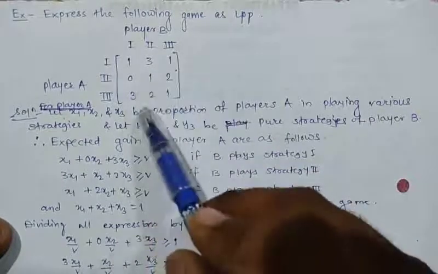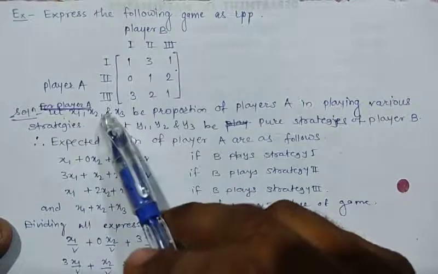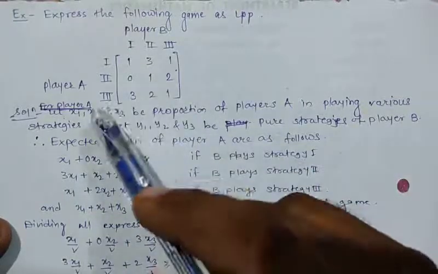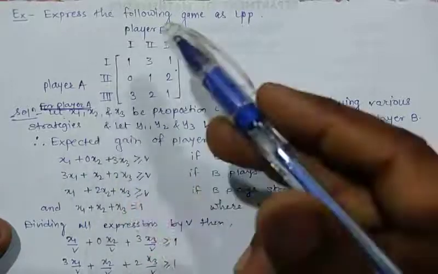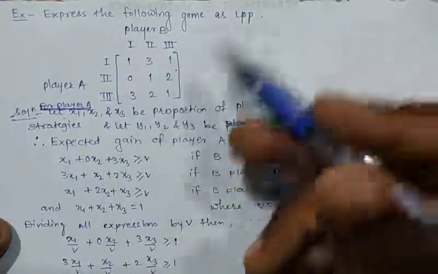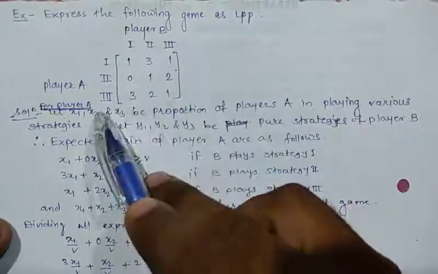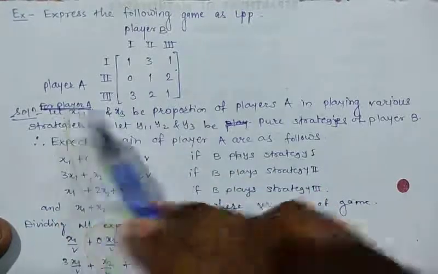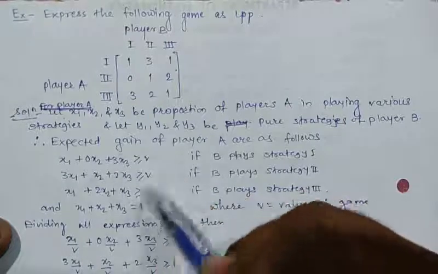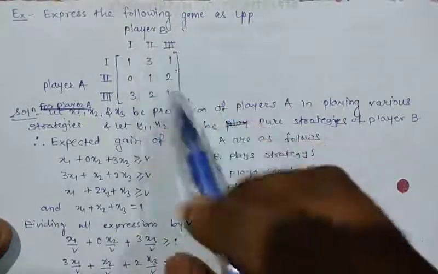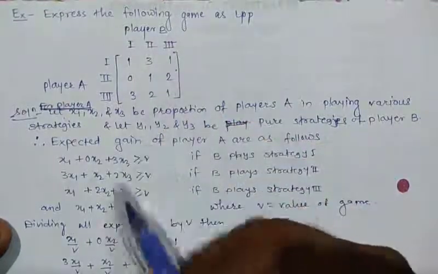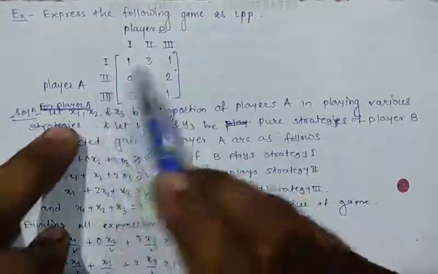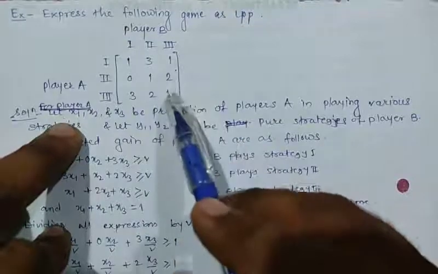First we make player A's constraints, and second we make player B's constraints. We know that the dual of player A is player B, and the dual of player B is again player A, right? For player A, the constraints must be greater than or equal to type, and for player B, the constraint equations will be less than or equal to type. So here we have a 3 by 3 matrix in this case.